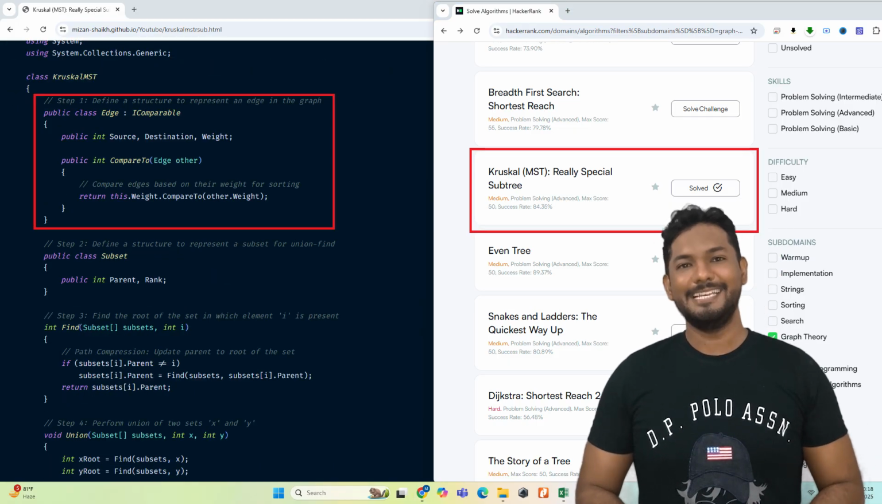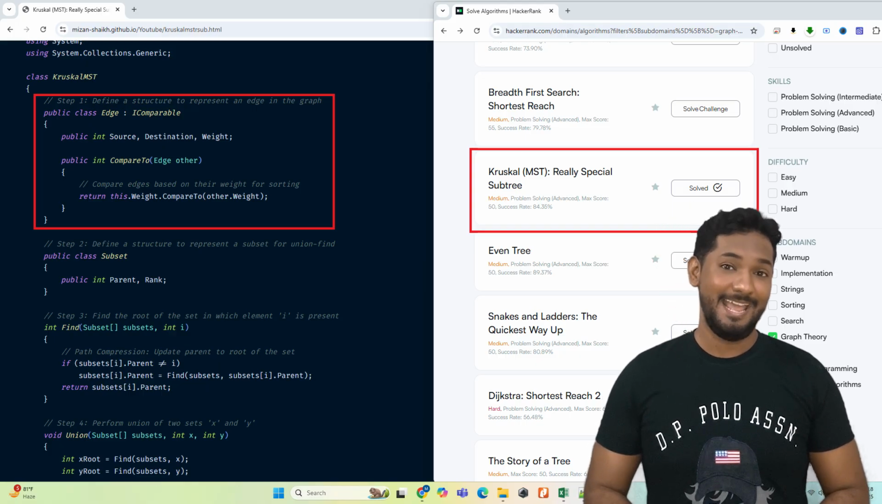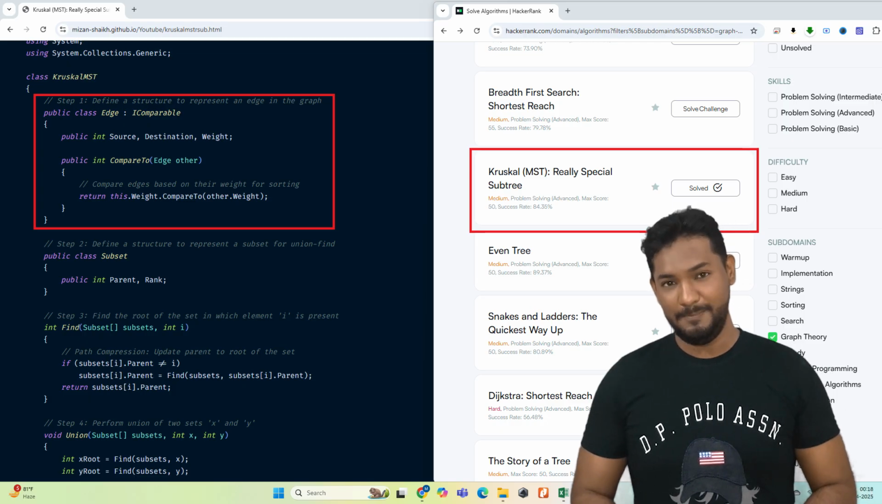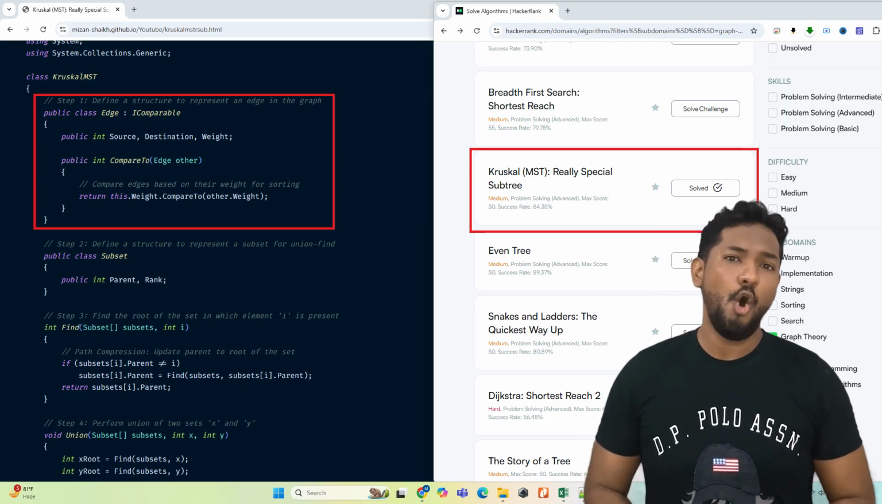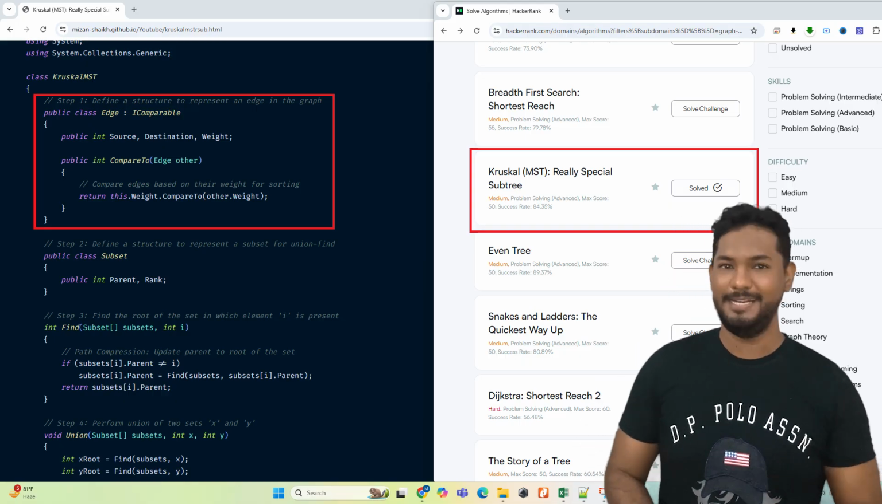Number one, edges and weights. Each connection between vertices is an edge, and every edge has a weight representing the cost to traverse it. Our first step is to gather all these edges and sort them in ascending order based on their weights. This way, we can always access the cheapest connection first.